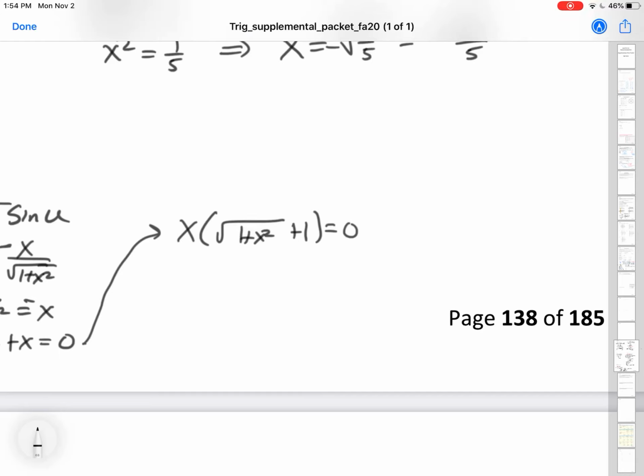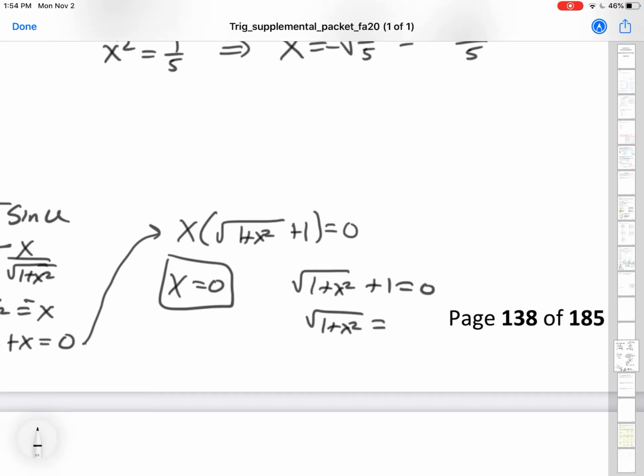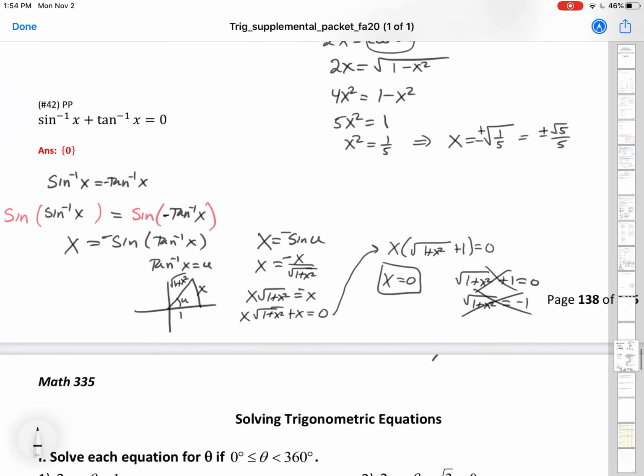So what do we have? We have x is equal to 0. Okay, that's one answer. Or square root of 1 plus x squared plus 1 is equal to 0. But that won't happen, because that would mean square root of 1 plus x squared needs to be equal to negative 1, and it can't happen. So there's only one answer that comes out of that, 0. And so if somebody just wrote 0, I couldn't give them any credit, because we need you to go through the algebraic justification rather than guess and check. But only 0 is the answer to that one.